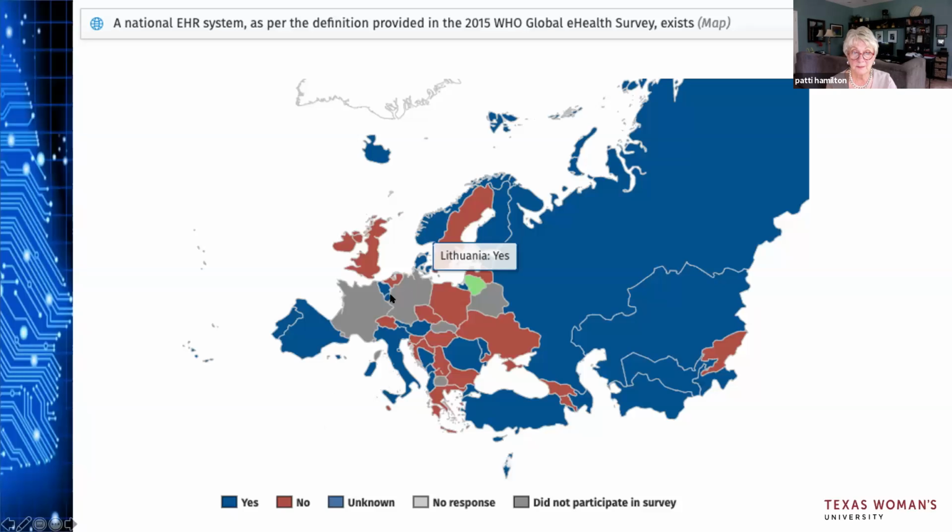You can see some countries in Europe didn't reply at all. Some were still unknown. Some were no, they had not made progress to join a global initiative on e-health, but Lithuania certainly has.